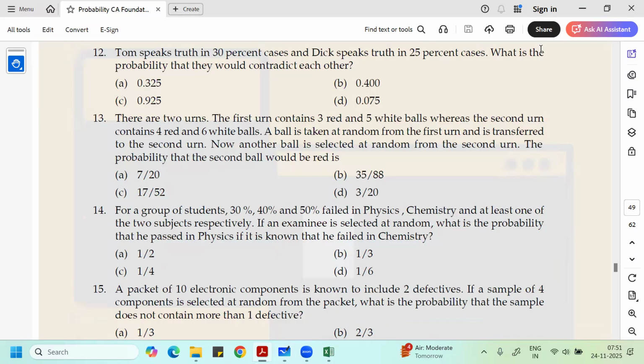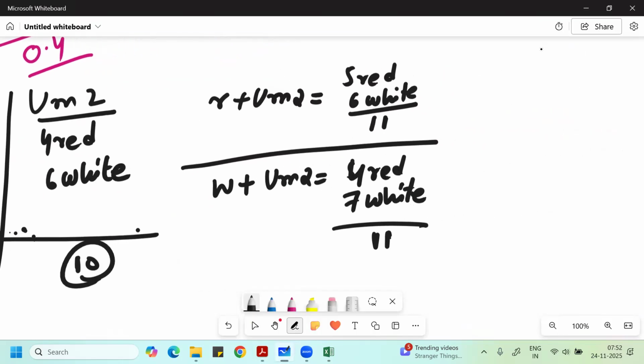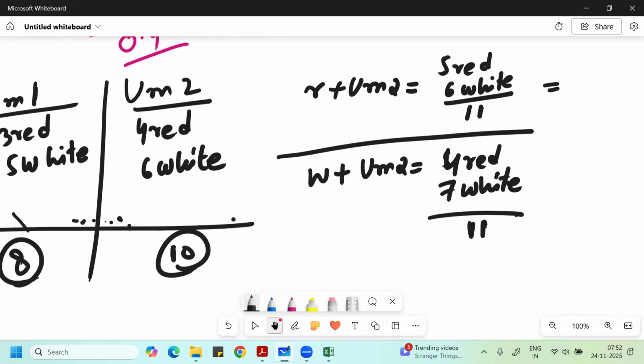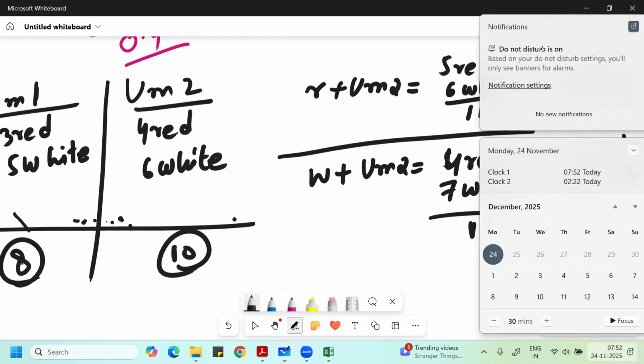Now another ball is drawn from urn 2. What is the probability that the ball is red in color? So total two cases would be there. If you take a red ball from urn 1, the probability of that is 3 by 8. Now drawing a red ball from urn 2, the probability would be 5 by 11. And the second case would be if you took a white ball, that probability is 5 by 8. And then you pick a red ball from urn 2, that probability would be 4 by 11.